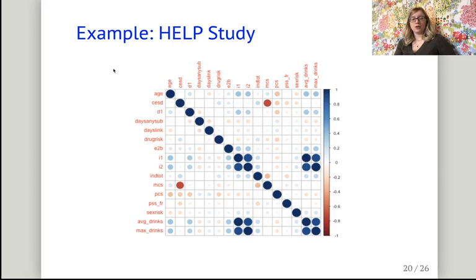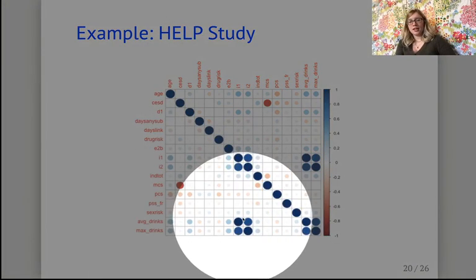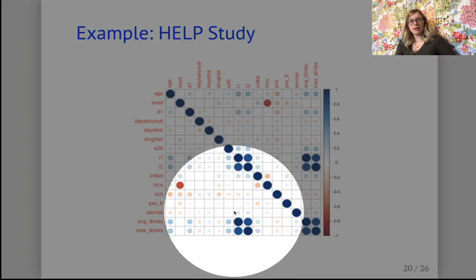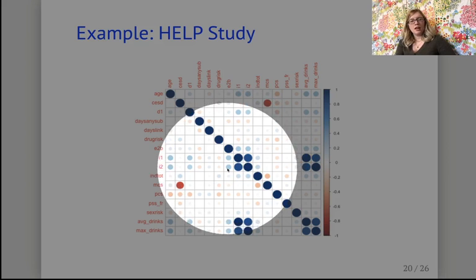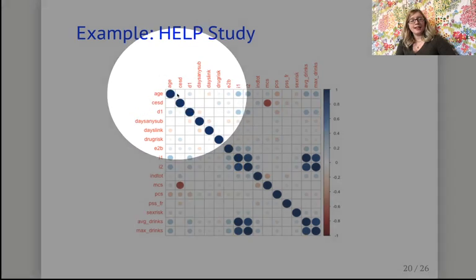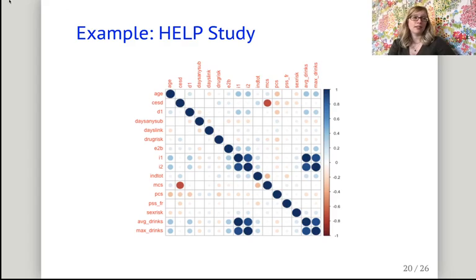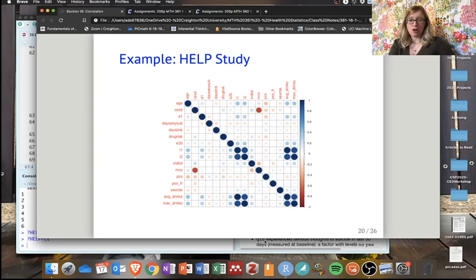Once I plot the correlations, I see a lot of variables that really aren't related, but some are. There's a relationship between the average number of drinks and the maximum number of drinks. There's correlations between something called I1 and I2. And then there's a strong negative correlation between something called MCS and something called CESD. So I'm going to look through the R documentation and see what those variables are.